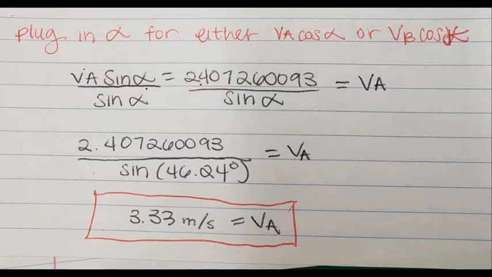Finally, you just divide the velocity times sine alpha by sine alpha in order to isolate the velocity. And you get around 3.33 meters per second.